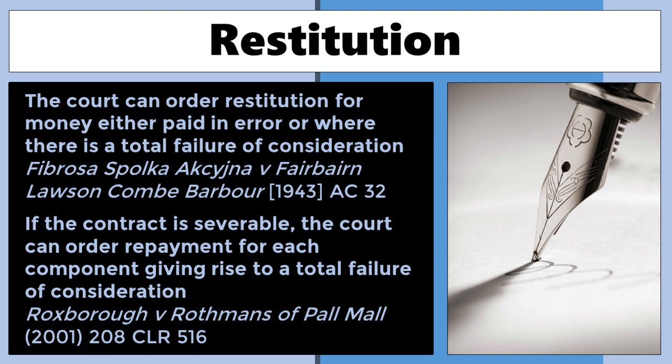Before I talked about the Fibrosa case, you can get this where money's been paid either accidentally or there's a total failure of consideration. In other words, absolutely nothing was supplied. So a contract was made, total failure of consideration, money's been paid. You can ask the other side for that money back. All right, the court has the power at common law to order this. It kind of makes sense that you've given money in mistake, or you've had a contract and they've literally supplied you with nothing. You don't use the rules for breach. You can just ask for an order in restitution just to get that packet of money back.